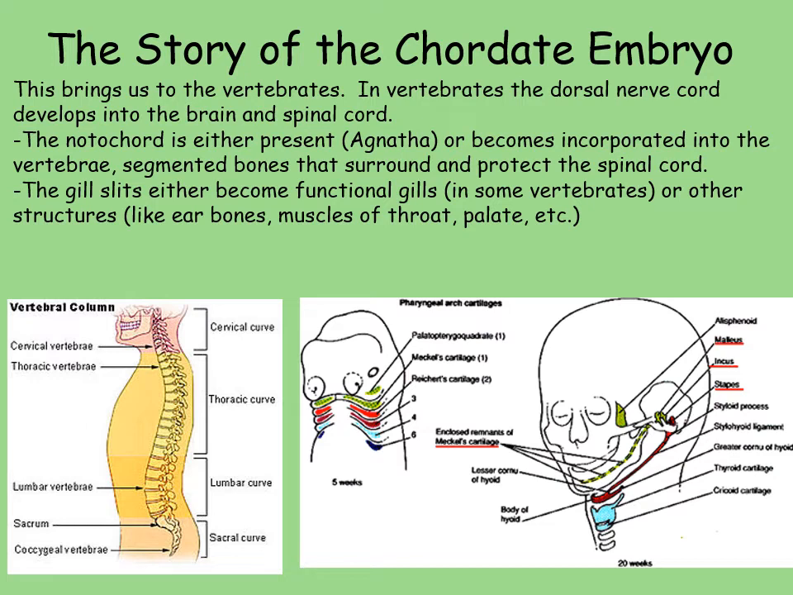The gill slits in some groups become functional gills for the vertebrate groups that have gills. And then for groups of vertebrates that don't have gills, it becomes other structures. Like in our bodies, it develops into ear bones, muscles and nerves of the throat, the palate, some of the structures inside of the ear all develop from these pharyngeal slits or pharyngeal pouches. So you can see here, these are all of these structures that have been outlined. These all develop from those original pharyngeal pouches.